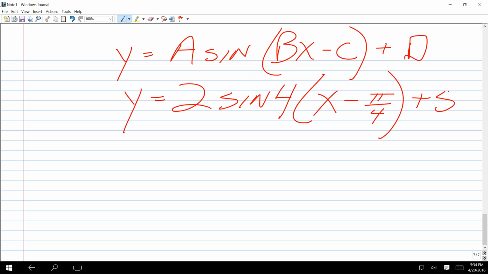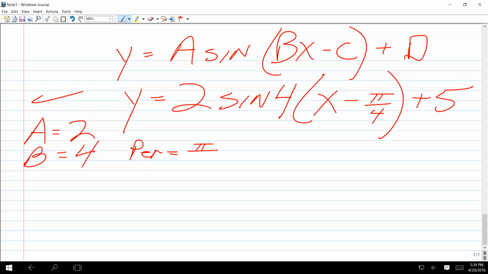Have you had anything this complicated where they give you an A, a B, a C, and a D? Okay. So when I get this, the job is to graph it. A is what? Let's just go through them all. A is 2. B is 4. Which means the period is what? It's 2 pi over B, which is 2 pi over 4. So the period is pi over 2.